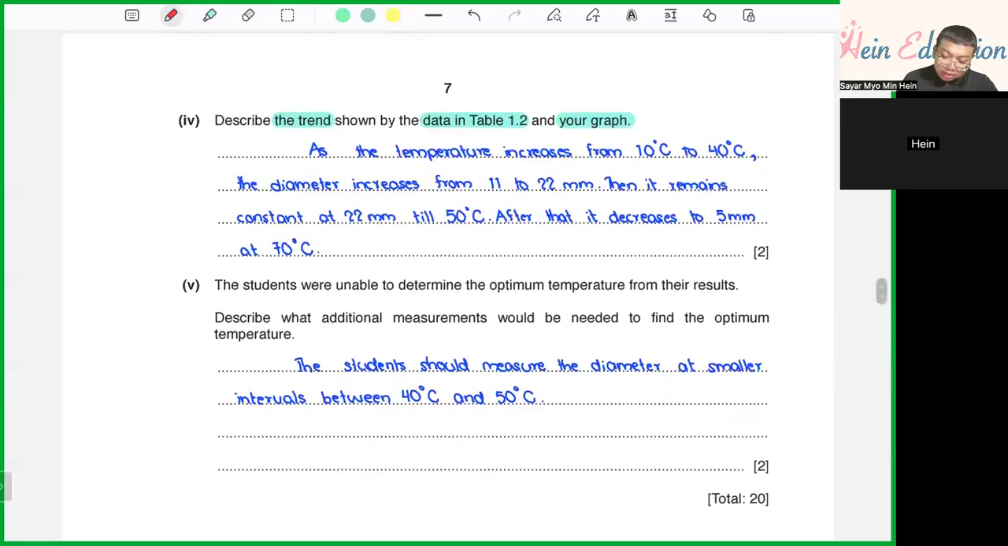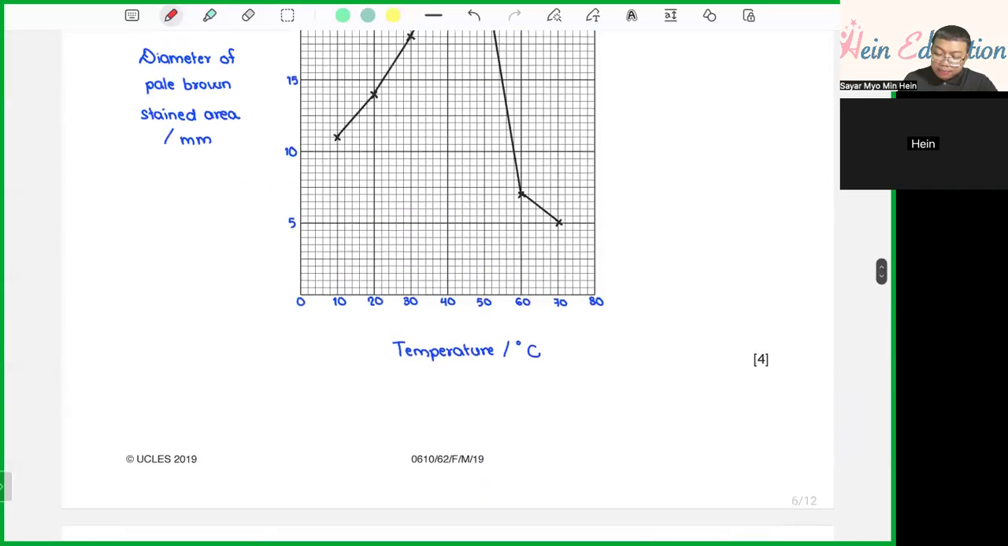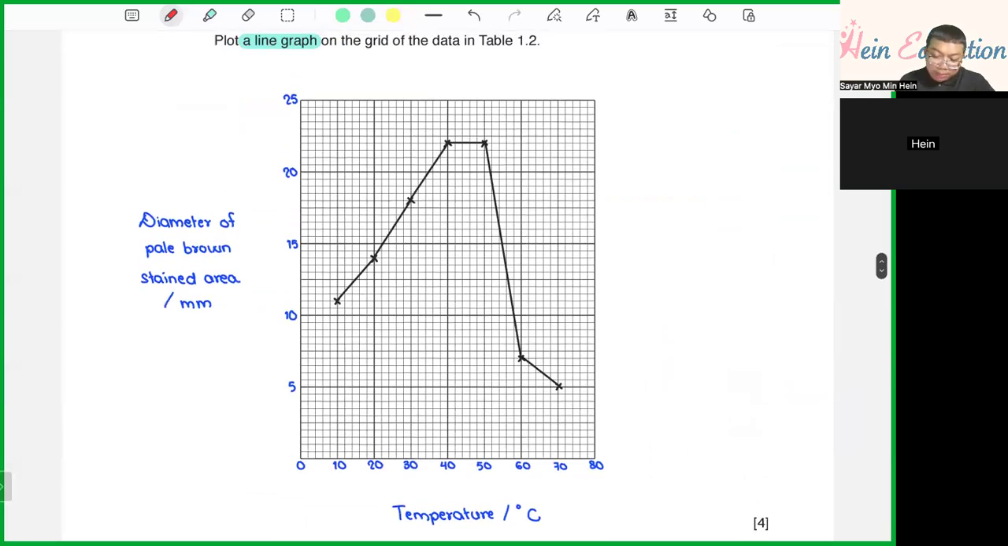And number 5, the student was unable to determine the optimum temperature. Yes, obviously, because from the graph, even though this range might be the optimum temperature range, we cannot be sure whether it is 40, 41, 43, 45, 46, something like that. We are not very sure. We cannot indicate one temperature that can be considered as optimum. In this case, it is in the range of 40 to 50 degrees Celsius.